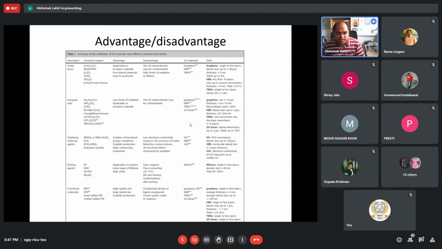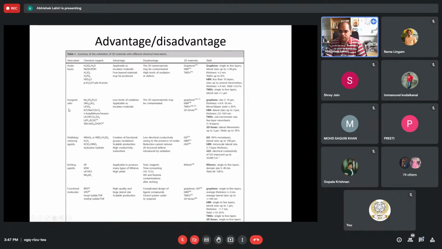So this slide, although it's a bit crowded, shows the various advantages and disadvantages of different salts when you use them for production of two-dimensional materials. I'm not 100% sure if everyone can see it, so I'll just read out what it is. When you use acids and bases, the main disadvantage is contamination due to oxidation and defects.